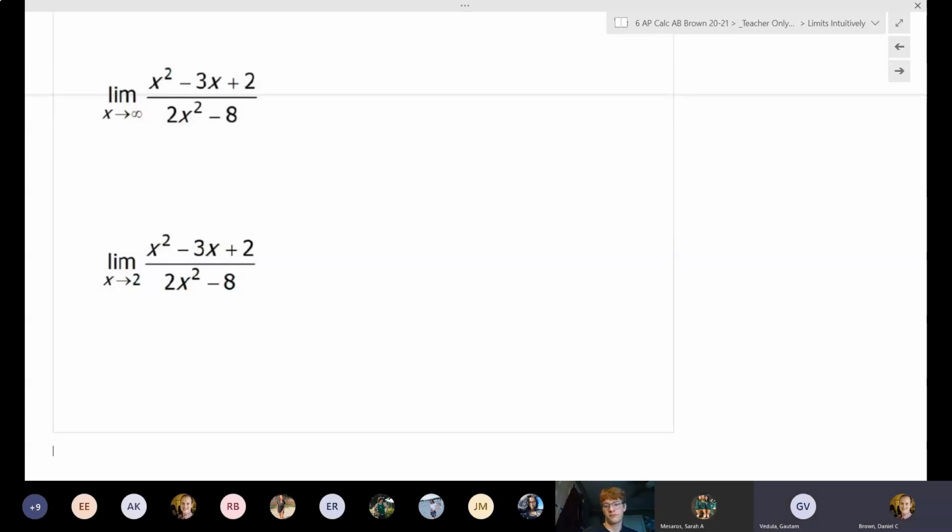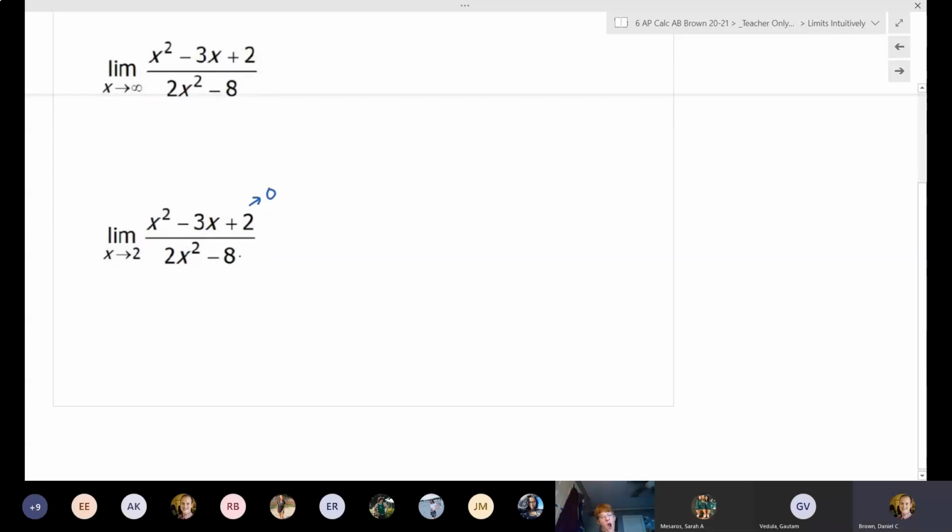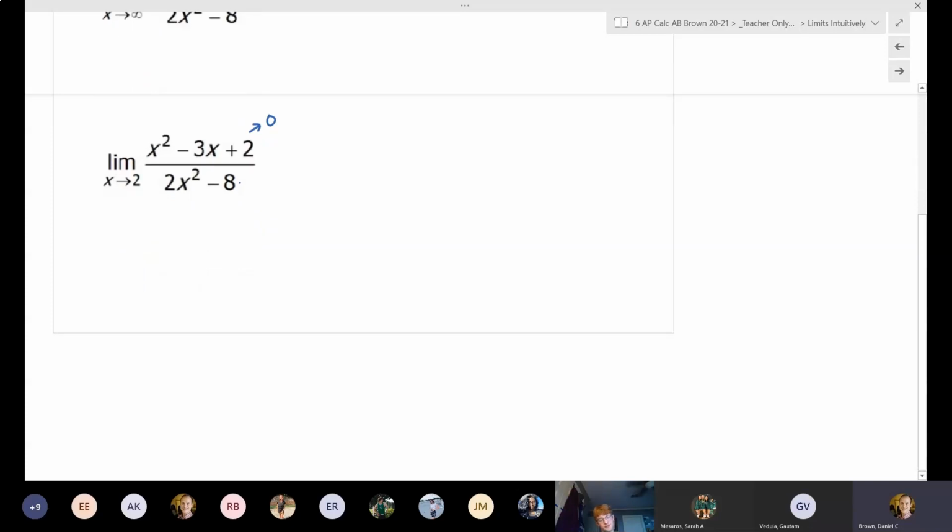We know when we have a number, we can always try direct substitution. So 2 squared minus 6 plus 2, that's going to be 4 minus 6 plus 2, we get 0. And then I have 2 times 4 minus 8, which is 0. We're a little bit annoyed, but we all know how to do that one. How do I need to finish up that problem? Factor and cancel.